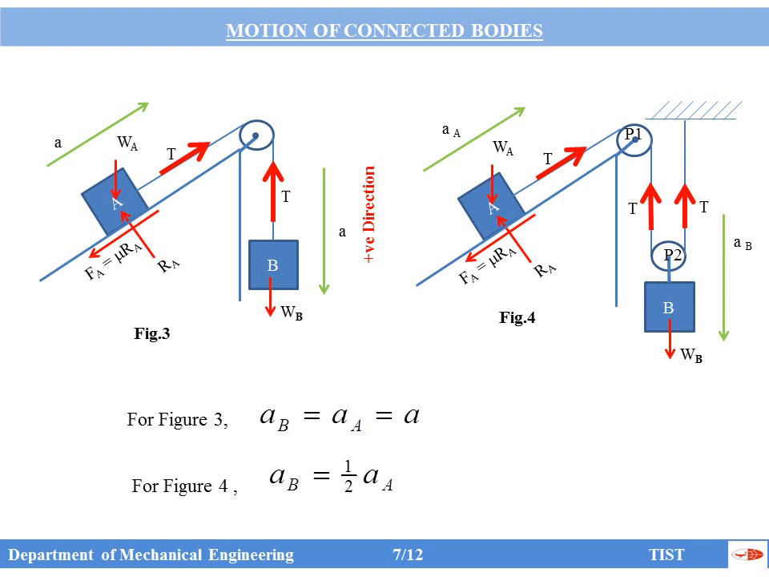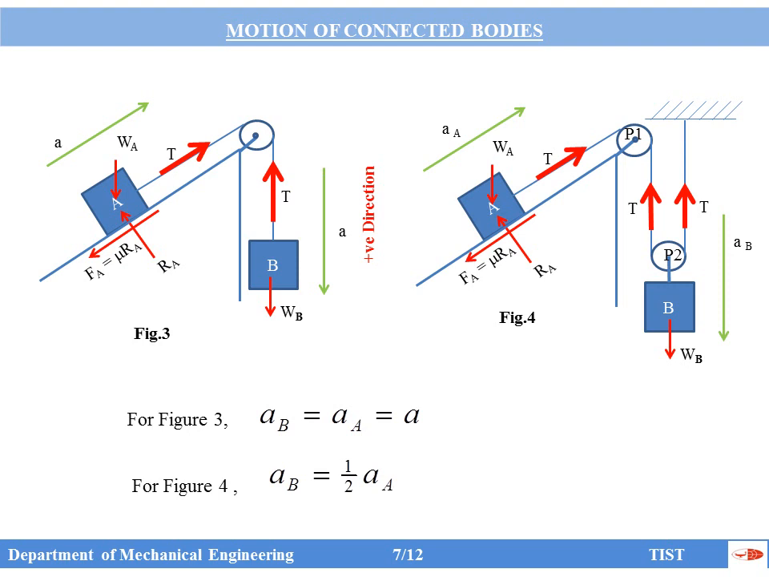If the weight of block A, or the component of weight parallel to the plane, is more, then block A will move in the downward direction and block B will move in the upward direction. So the motion of connected bodies on an inclined plane can have problems without friction also. We will try to do one problem with friction and one problem without friction. Then we will wind up this section on motion of connected bodies.